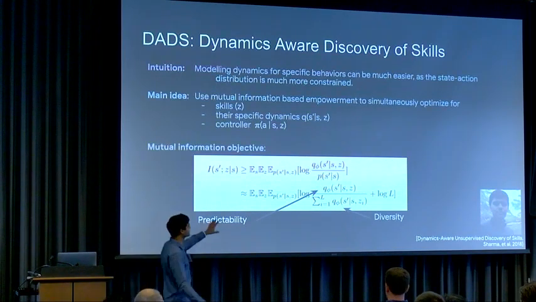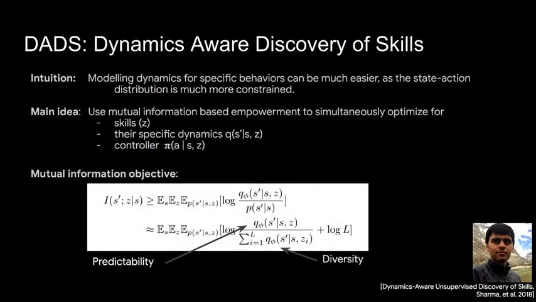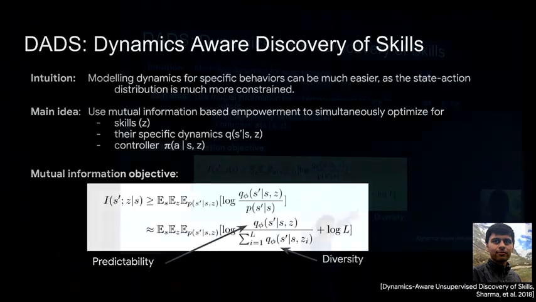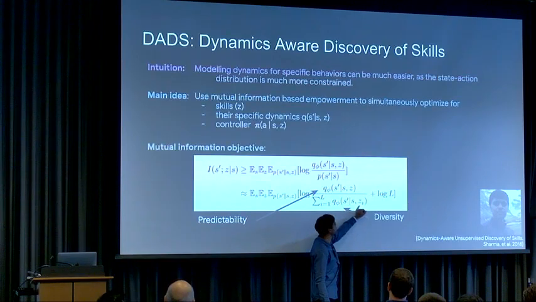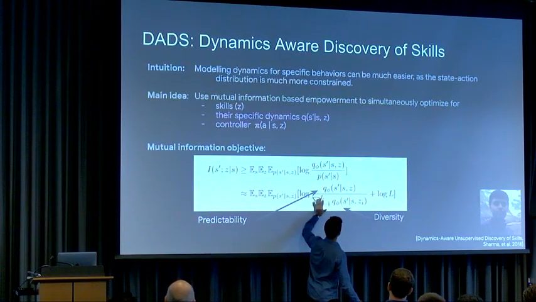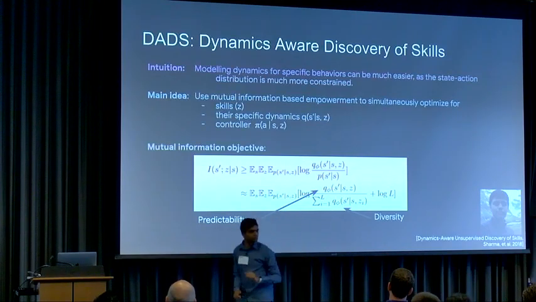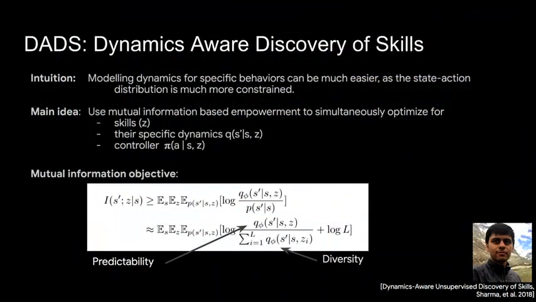Roughly, what we are trying to do is, given a state and a skill, you want to maximize the predictability of the next state. At the same time, you want the next state predictions given a different skill to be different. So this is the diversity term and this is the predictability term. You are incentivizing different skills to be different, and within the skill you're incentivizing the predictions to be better. And yes? So mathematically, what is Z? Is it a policy? No, Z is basically a label. That's a skill.